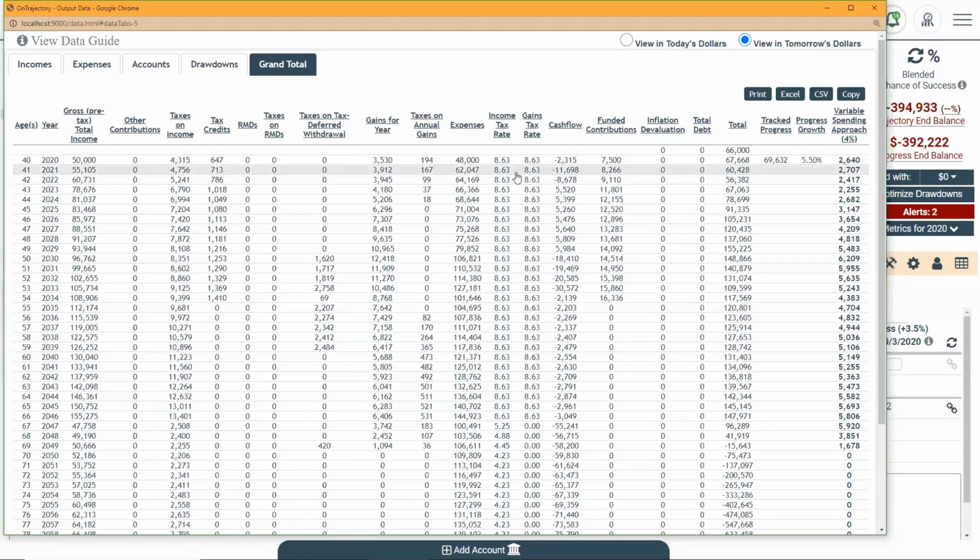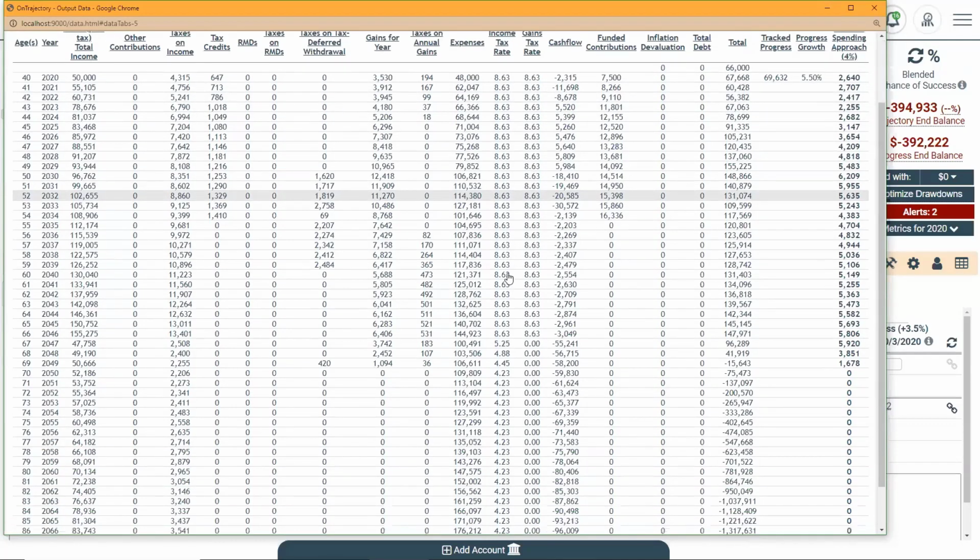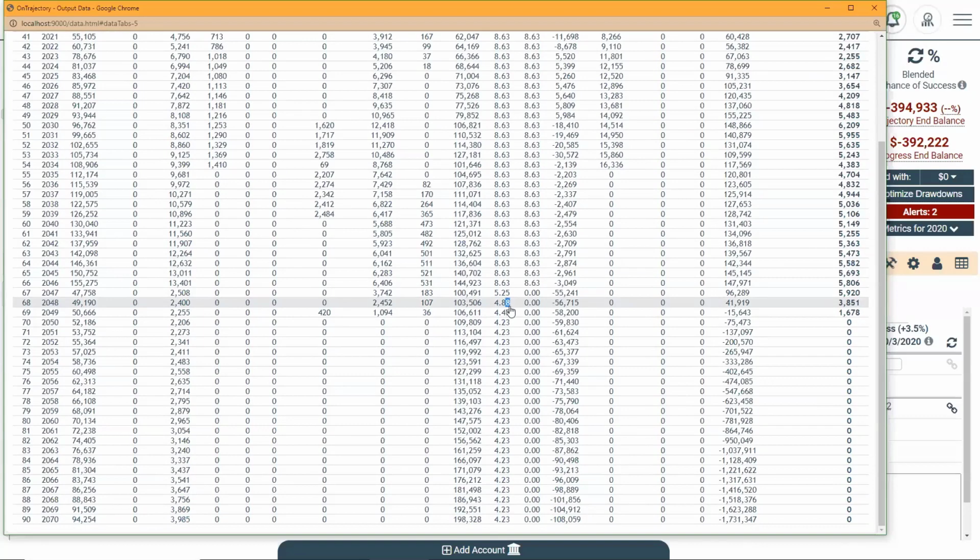So I can see income tax rates. We had it fixed at 8.63 before, but now I can see here 4.88, 4.45, 4.23. It's really based on this cash flow. So I can see this is the negative cash flow for every year. And depending on where that money is coming from, which accounts it's being automatically withdrawn from, that's how we're coming up with this tax rate. This is just your federal number.